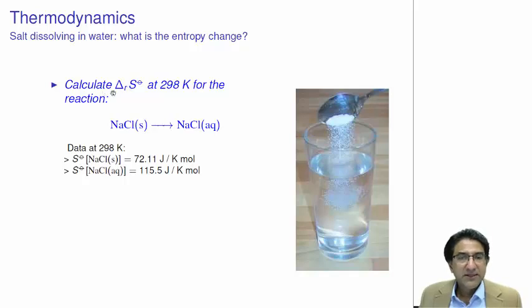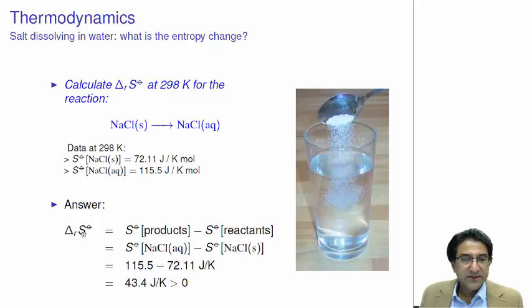So here is how we calculate delta S, standard, at 1 bar pressure, 25 degrees for this reaction. NaCl solid goes to NaCl aqueous. So we go to our tables and we Google or do whatever we have to do, and we get this data at 298. S standard for NaCl solid is 72, NaCl aqueous is 115, both joules per Kelvin mole.